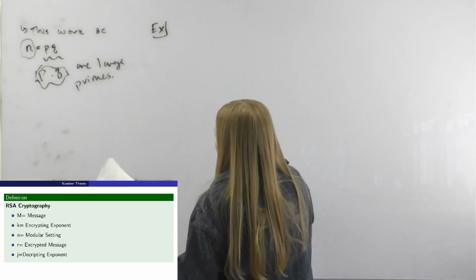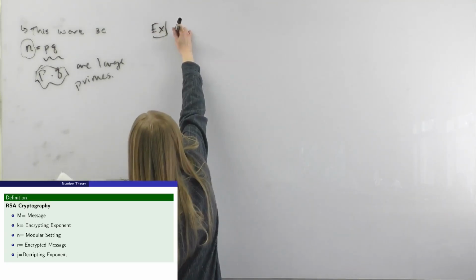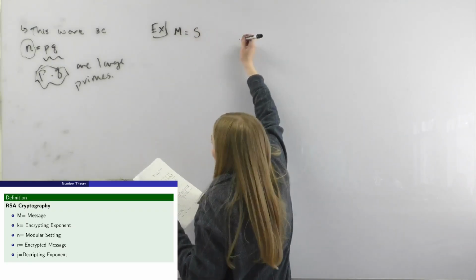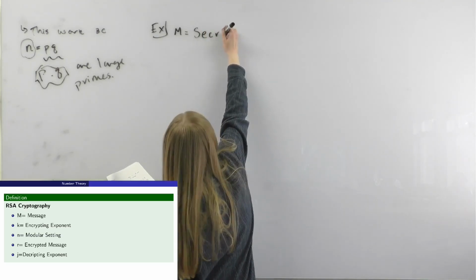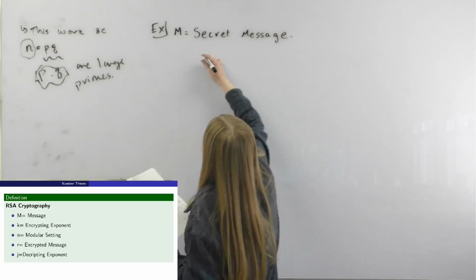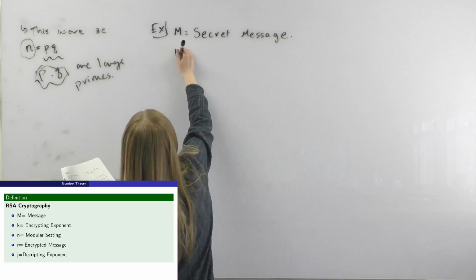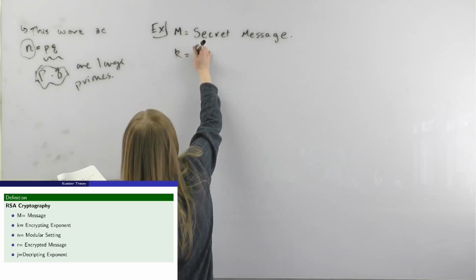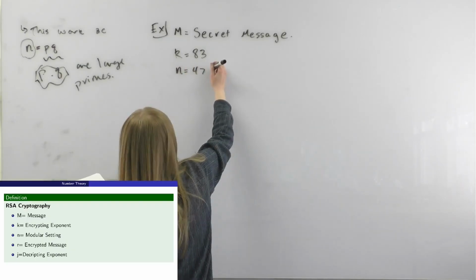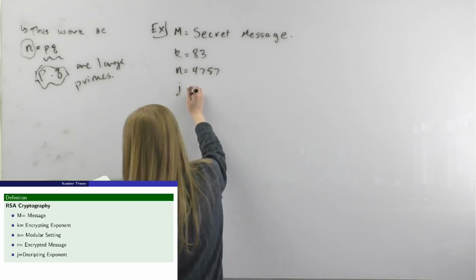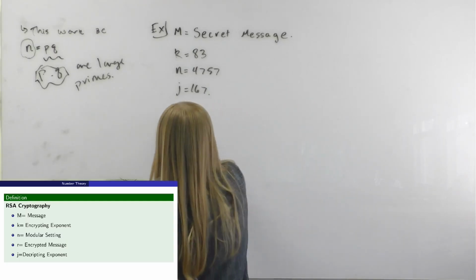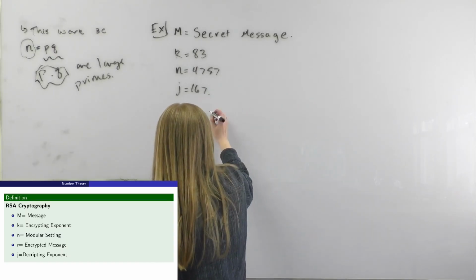we'll also explain everything. Okay, so for example, we're going to let M, this is our message that we're trying to send out, be secret message. I ran out of things that I thought were fun to be messages, but whatever. So M is secret message. We're going to let K be 83. We're going to let N be 4,757. We're going to let J be 167.